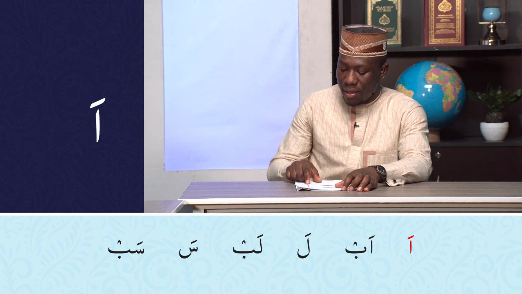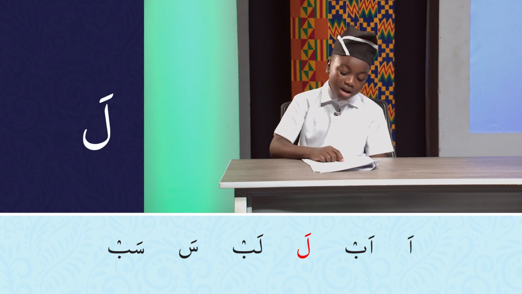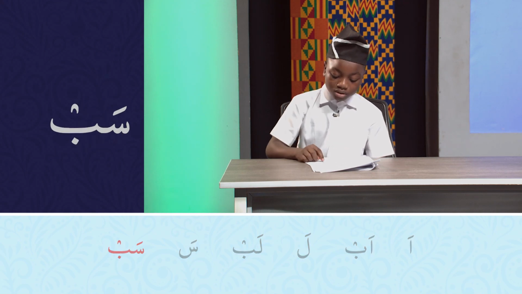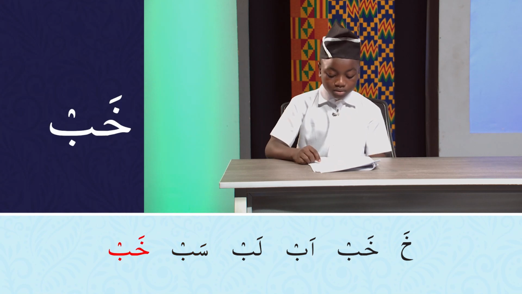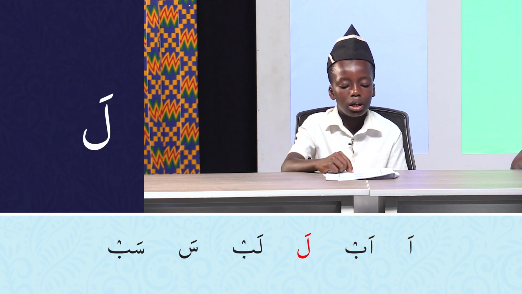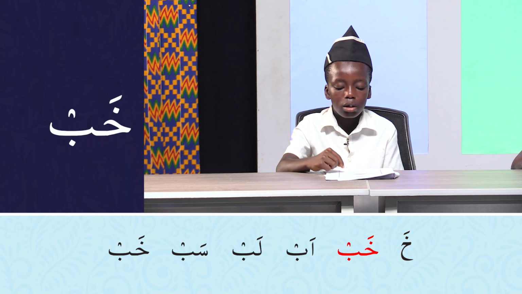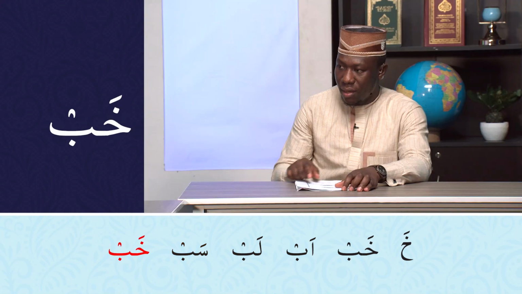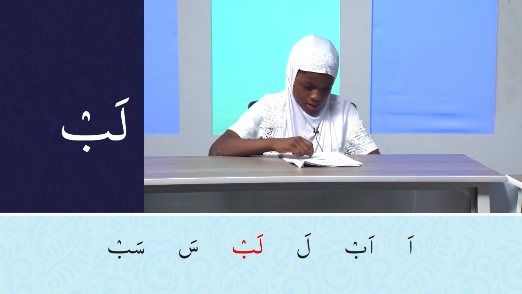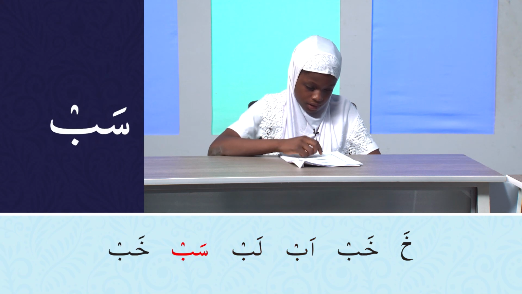So these are the first two lines. Let us go back, and this time around, you take it, let's start from Ibrahim. Take the first line. A, ab, la, lab, sa, sab, kho, khob, ab, lab, sab, khob. Mashallah. Omar? A, ab, la, lab, sa, sab, kho, khob, ab, lab, sab, khob. Mashallah. Amatu Rahim? A, ab, la, lab, sa, sab, kho, khob, ab, lab, sab, khob.